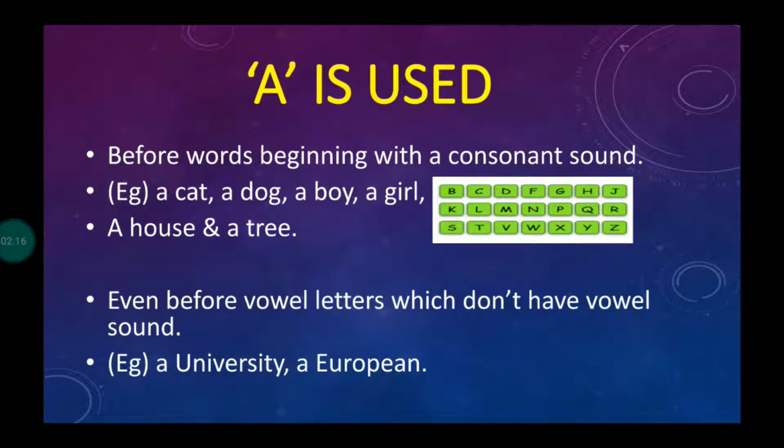Now, a is also to be used before vowel letters but which do not have a vowel sound. So, when you look at it, the first word is university and the second one is European. But the sound, see, the spelling begins with a U. It is not "an university," we do not say that. We say "a university." That means the sound is a Y sound. And again, a European again starts with a Y. So, whenever we have vowel letters, don't be confused. Listen to the sound. And then you can decide that we have to use a.